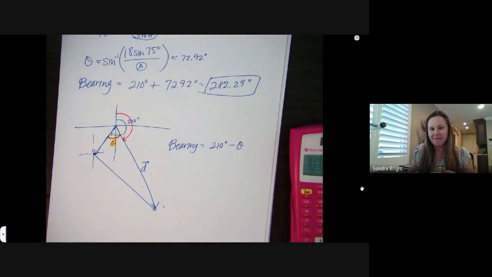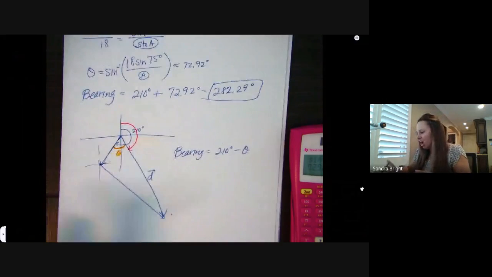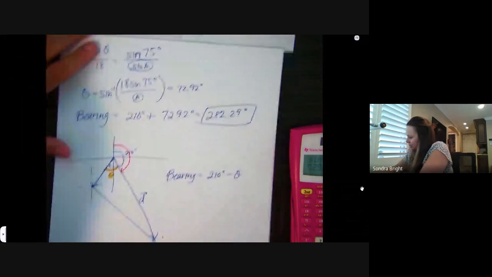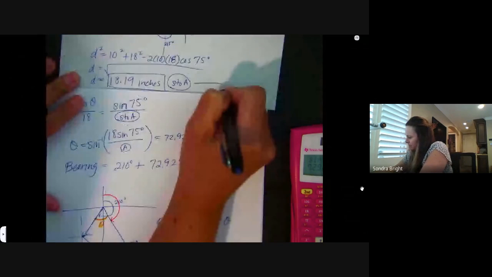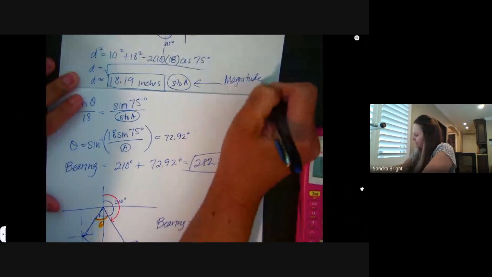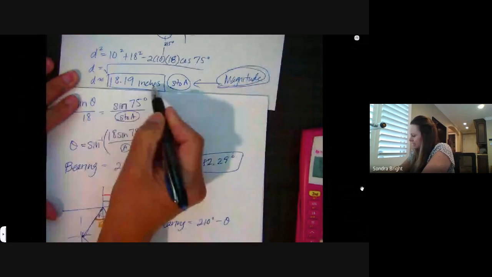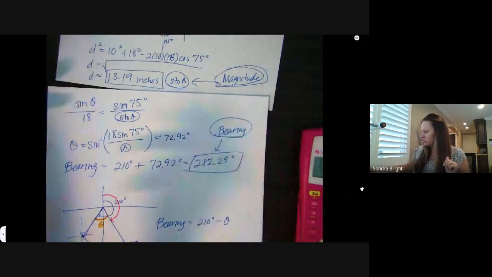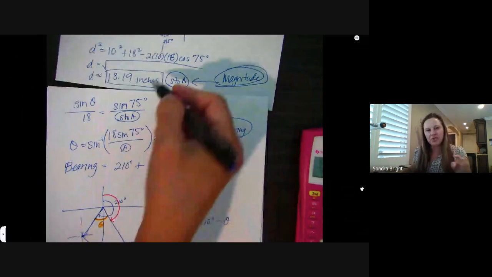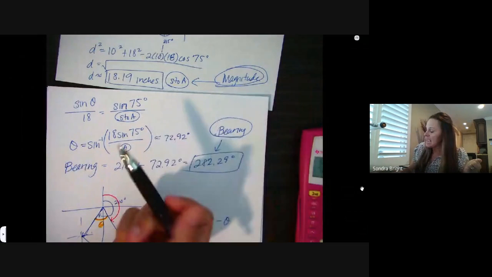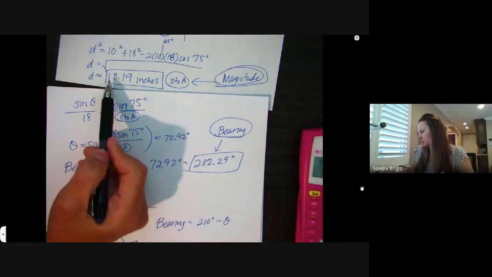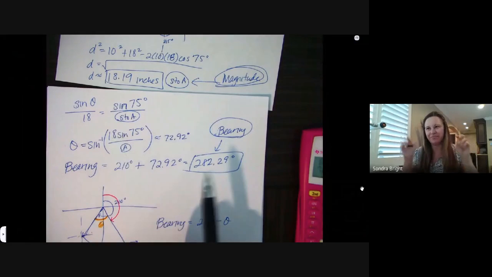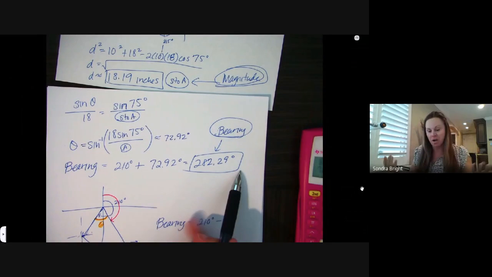Someone had asked about magnitude and bearing. Why is it one problem, one answer? It's not actually. It's two answers. This was the magnitude of the displacement vector. It's the length of how long it is. And then this was the bearing. The bearing is the angle going from the north, going clockwise until you hit that vector. So two different answers. A lot of times your book will give it to you as, oh, it's 18.19 inches at a bearing of 282.29 degrees. So they put it as one answer, but it's really two. And so you'll have it separated.